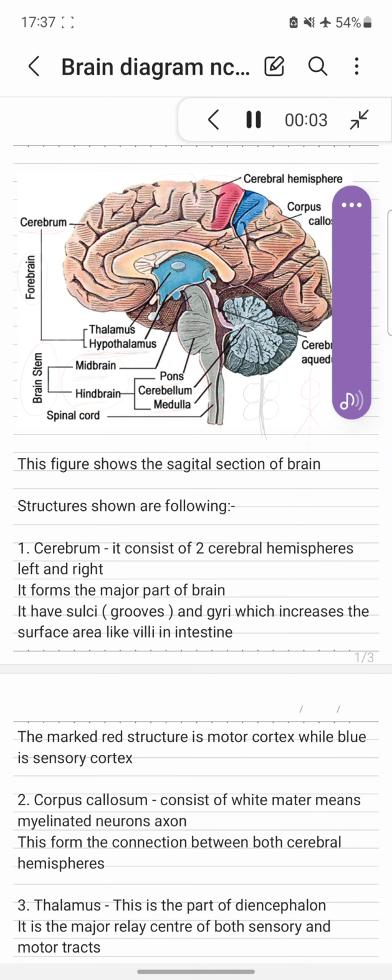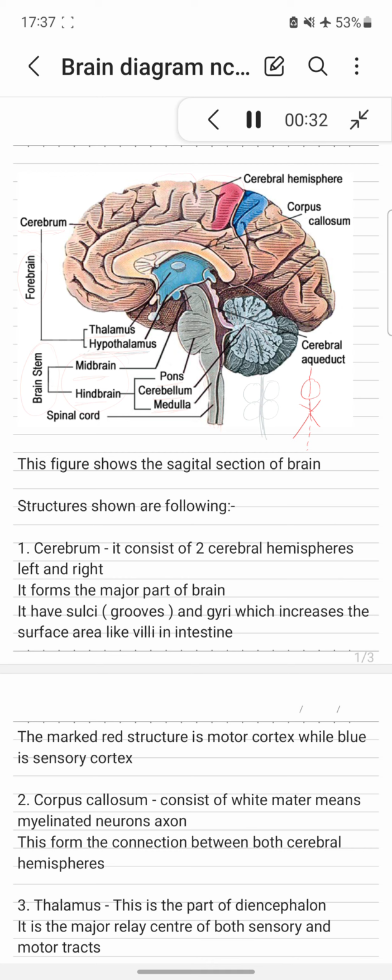Everyone, here we are discussing the sagittal section of the brain shown in the NCERT textbook of biology. First of all, what do you mean by sagittal section? Assume it is the human body, and a plane passes between the body. This is known as the sagittal plane. So when we cut the brain through the sagittal plane, we get a diagram like this.